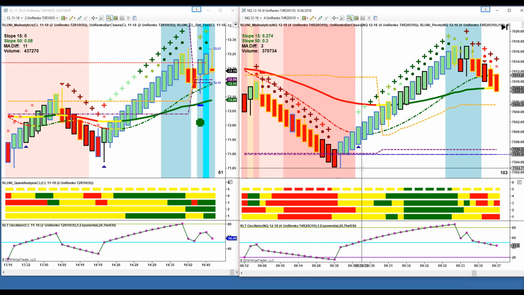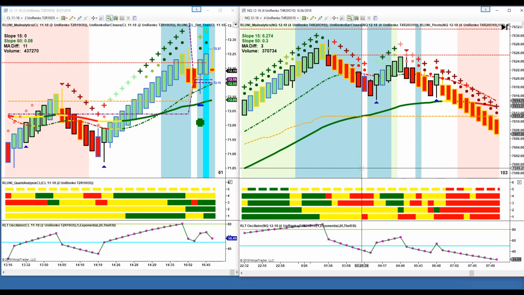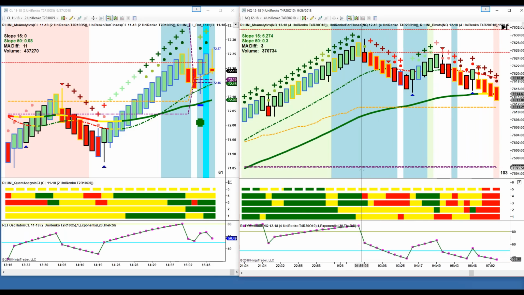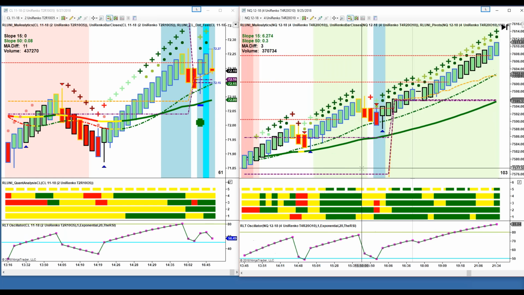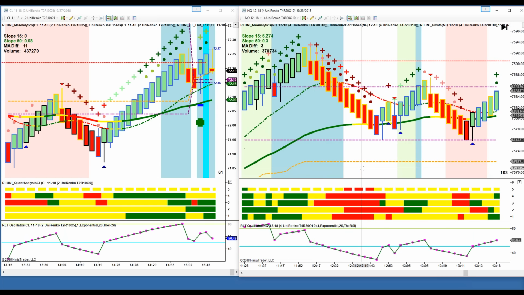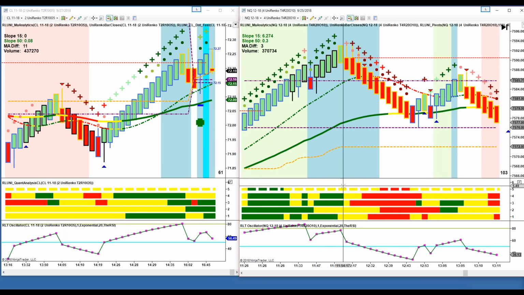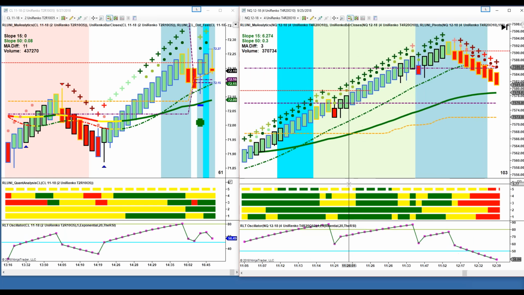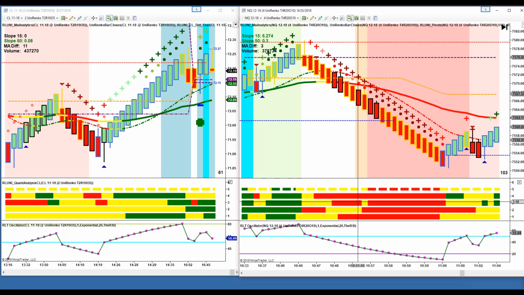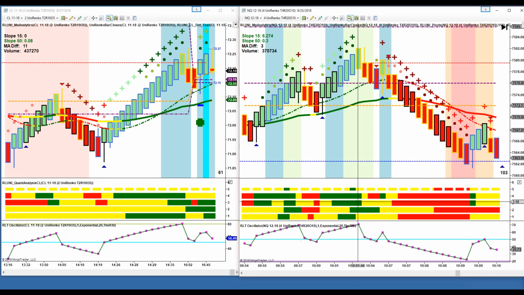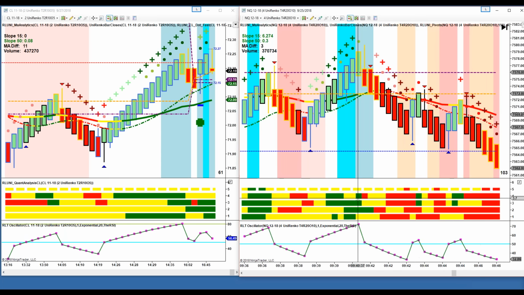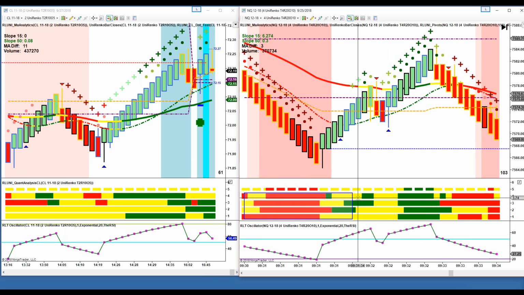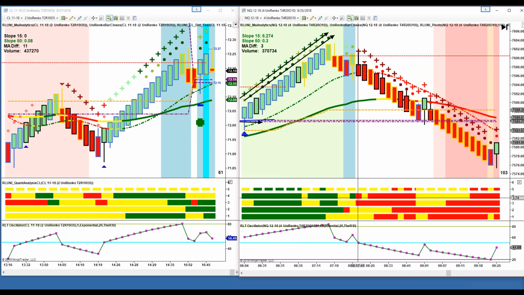And I'll show you an example of it. When it works, it usually works big time. But when it fails, it usually fails big time too. And we were going to code divergence into this off the exponential oscillator, but it's such an unreliable signal that we decided it's not worth the effort because we're not going to take the signal. And let me find a great example of divergence.